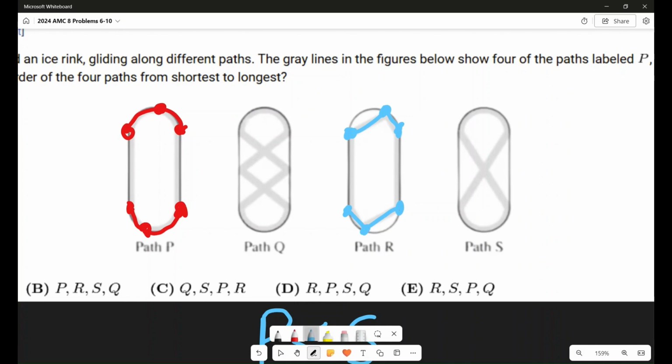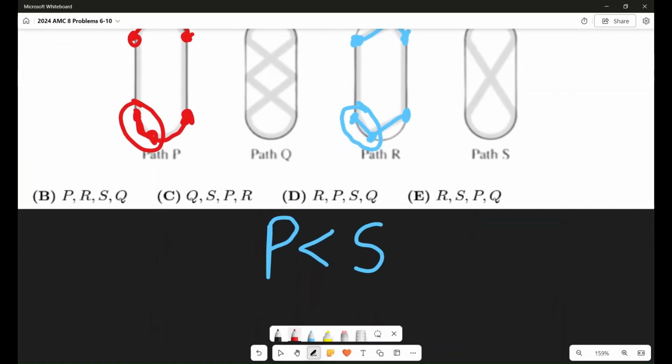So path R, for example, if we choose these 2 critical points, path R has a shorter path than path P because path P is more curved instead of a straight line. And this is true for every pair of consecutive critical points on path R. So let's note that, wrong color. R is less than P.